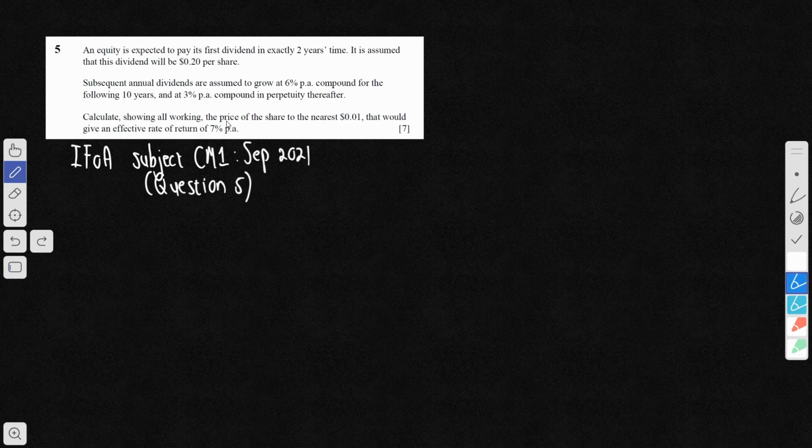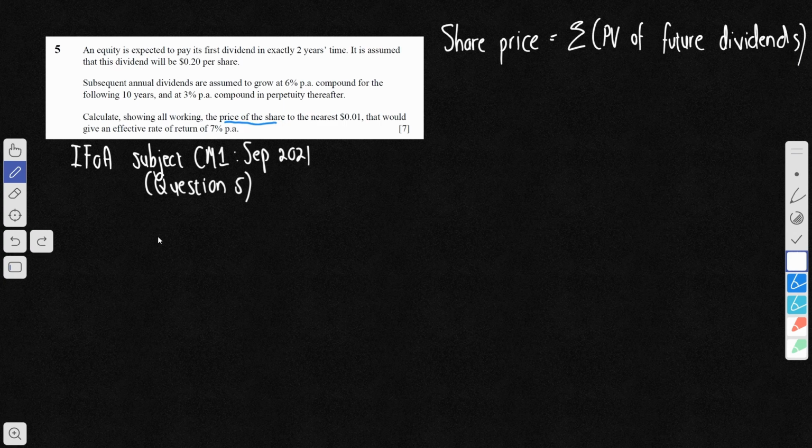The question asks us to evaluate the price of a share for a given dividend payment stream. Recall that the price of a share is just the sum of the present value of the future dividend payments. Our job is to transcribe this rather wordy description of the cash flows into a mathematical equation.